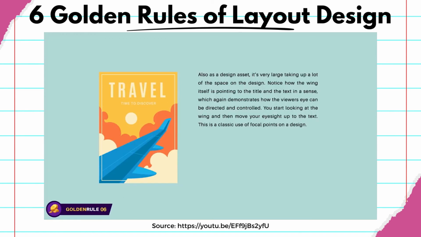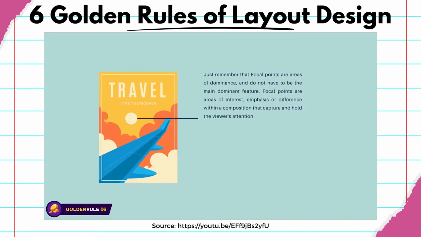You start looking at the wing at the bottom, and then you move your eyesight up towards the text. This is a classic use of focal points in graphic design. So just remember, focal points are areas of dominance, and they do not have to be the main dominant feature. Focal points are areas of interest, emphasis, or difference within a composition that capture or hold the viewer's attention.